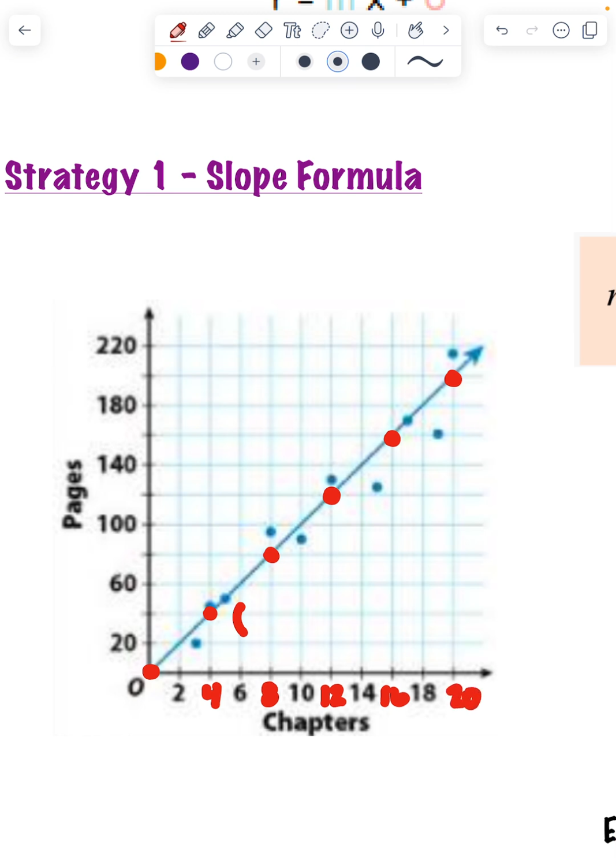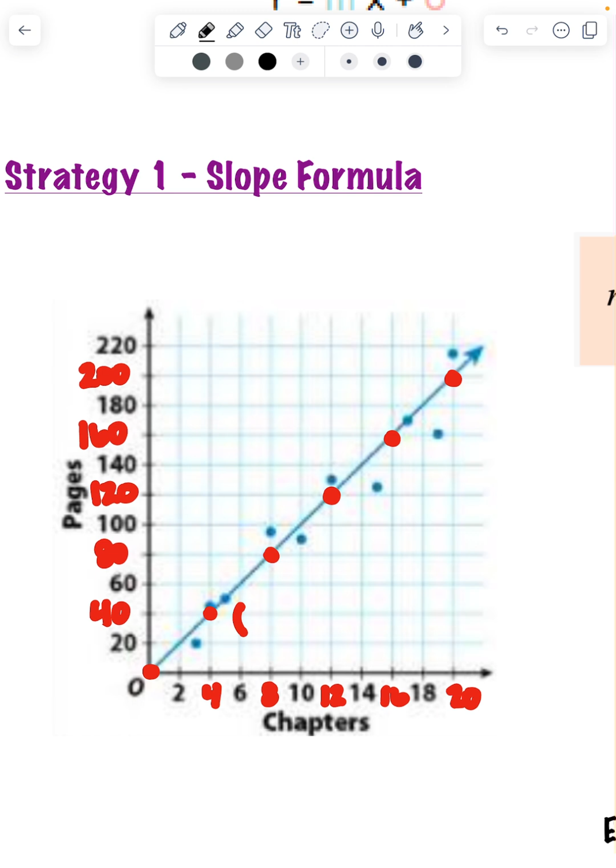When I look at my y-axis, which is counting by pages, that one's going up by 20. So then I would have 40 pages, 80 pages, 120 pages, 160 pages, and then 200 pages. So then when I'm looking for my ordered pair, it's easy for me to see what my ordered pair is. So in the case of my first ordered pair, I know that I'm going to have 4 as my x and 40 as my y.